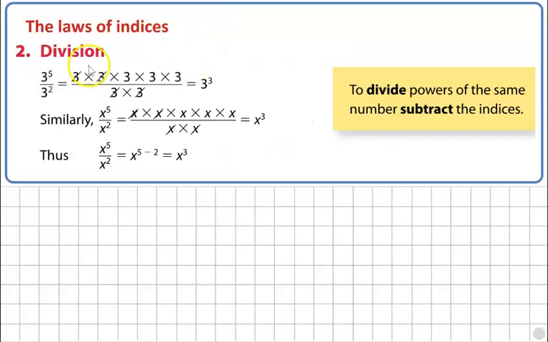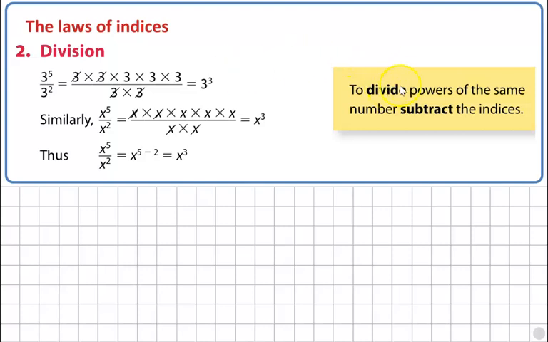The laws of indices. Division. 3 to the power of 5 divided by 3 to the power of 2 can be rewritten as 3 by 3 by 3 by 3 by 3 divided by 3 by 3. And the first 3 on the top cancels with the first 3 on the bottom. The second 3 on the top cancels with the second 3 on the bottom. And we're left with 3 3s. So we're left with 3 to the power of 3.